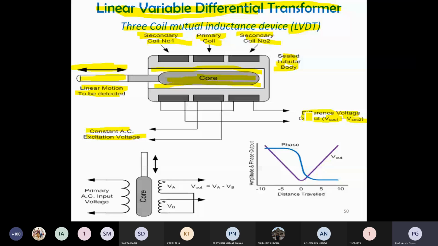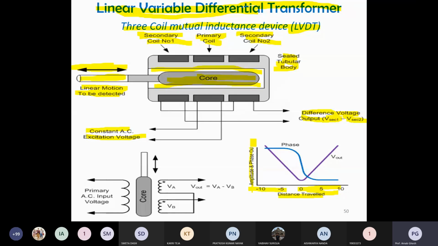So if you plot that graph, the traveled length on the positive side means 0, 5, 10. So one of them you are considering positive. The reverse thing: if you consider the positions covered by your core as 0, 5, 10 in secondary coil 1, then the reverse means minus 5, minus 10, which is also observed in secondary coil 2. So we will get that output.